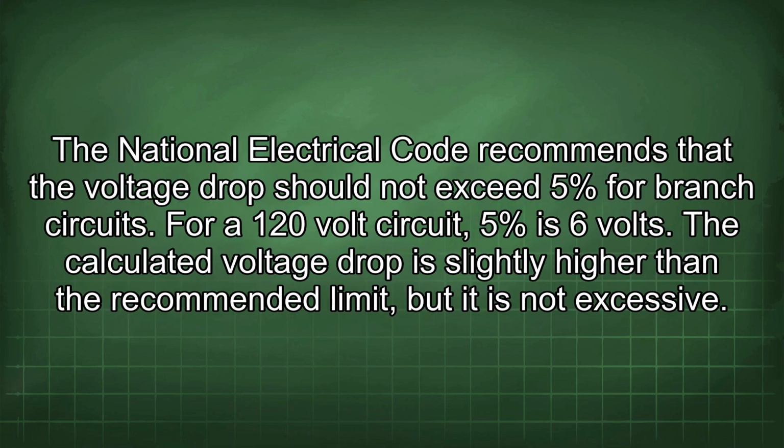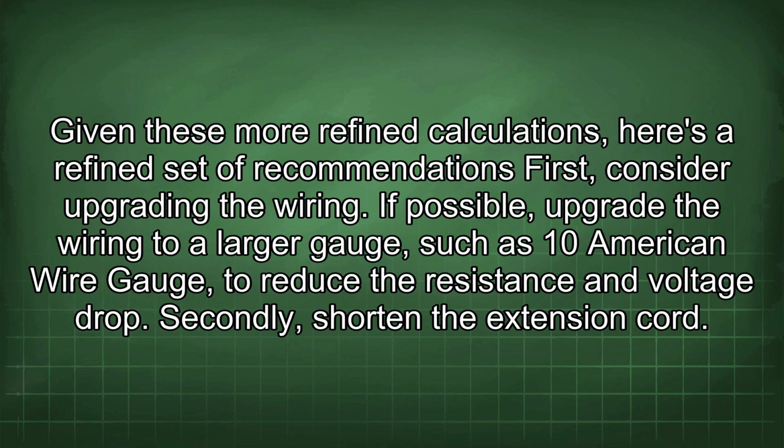The National Electrical Code recommends that the voltage drop should not exceed 5% for branch circuits. For a 120-volt circuit, 5% is 6 volts. The calculated voltage drop is slightly higher than the recommended limit, but it is not excessive. Given these more refined calculations, here is a refined set of recommendations.